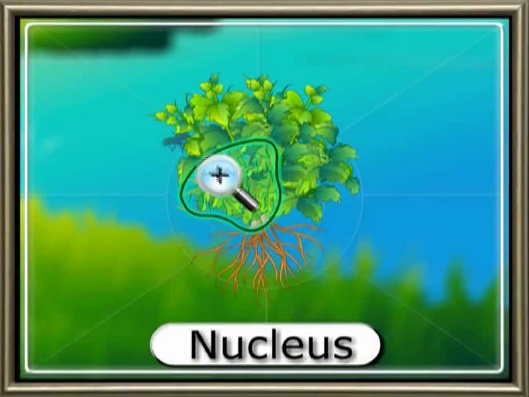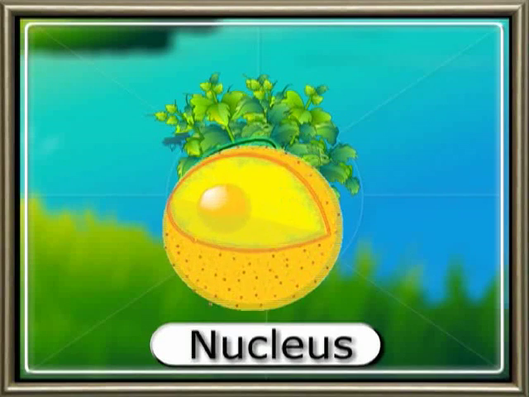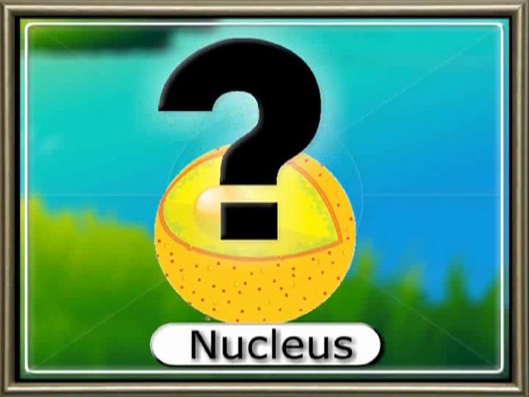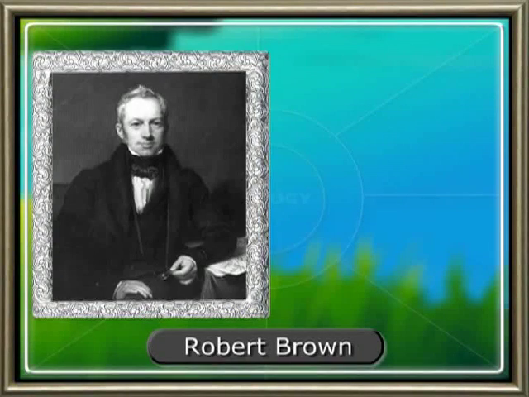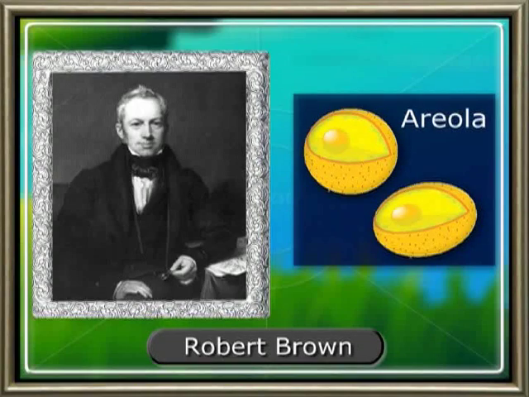Let us examine the nucleus. Who discovered the nucleus? Nucleus was discovered by an English biologist, Robert Brown. He named it as areola. The nucleus is round or oval and found in the center of the cell. It controls the activities of the cell.